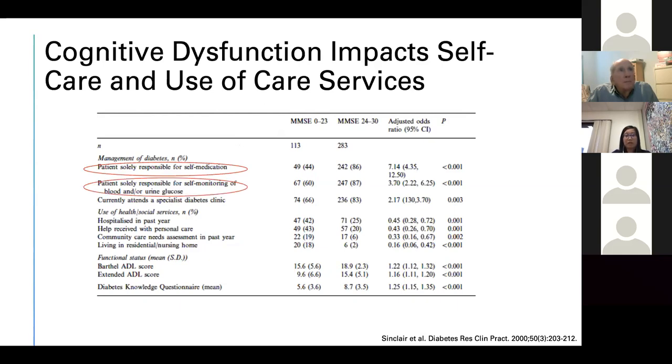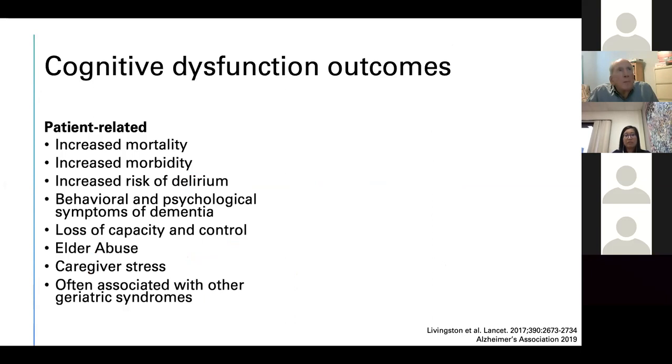They could not do self-monitoring of blood glucose. They were more likely to live in a residential care or long-term care setting. They were dependent on their basic and instrumental activities of daily living. And they also had very poor diabetes knowledge. There's also other important cognitive dysfunction outcomes that should not be overlooked.